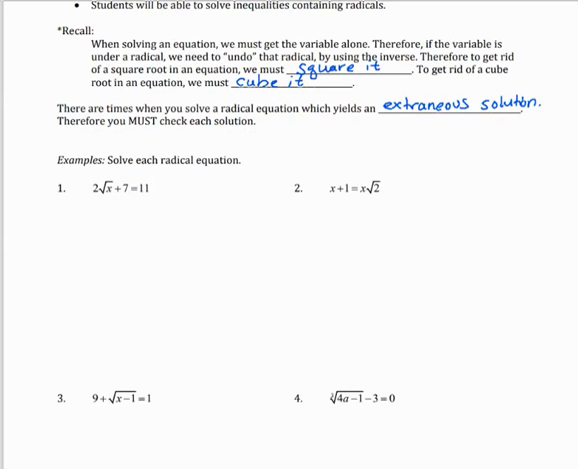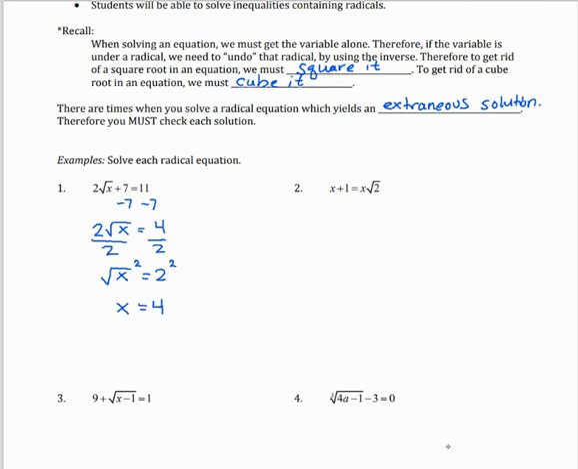So for number 1, we're just going to try to isolate our variable. So we will subtract 7. I now have 2 root x equals 4. Divide by 2. We have root x equals 2. And now we have that radical alone. That's our whole goal, is to isolate that radical. So now we can square it to undo it. And if I do that to the left side, I must do it to the right side. So we get x equals 4.